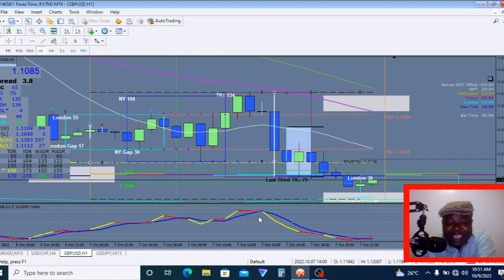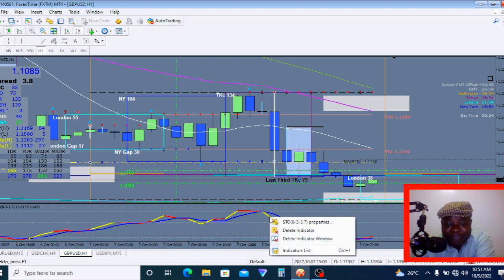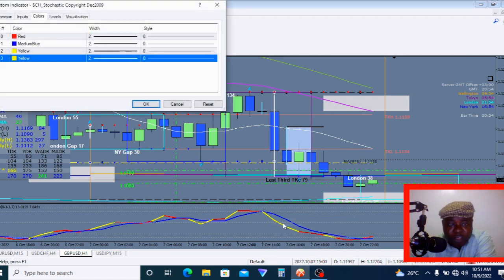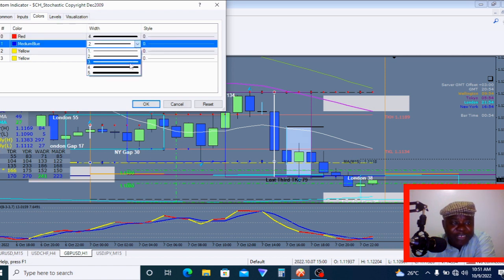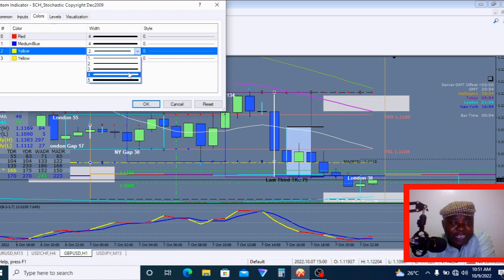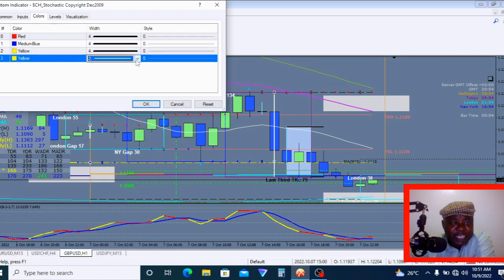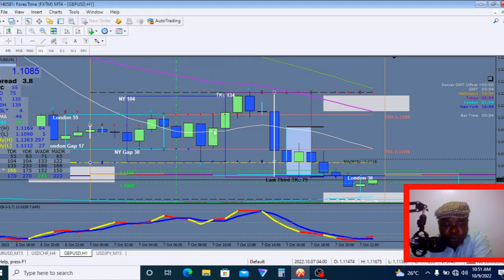Then we continue to have a change of what? A change of color of this stochastic. Let me magnify the color so that we can see it very clearly. I'm trying to change the size of the color so that we can see it. So I'm changing it here. Still changing it here now. Very good.